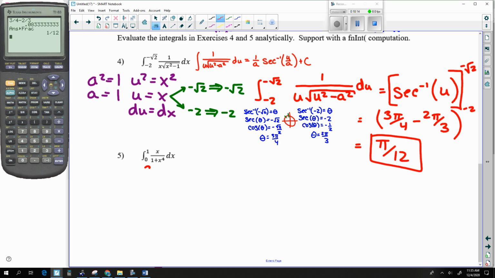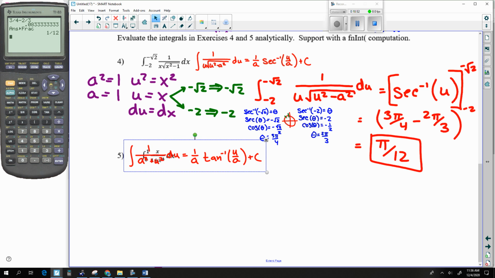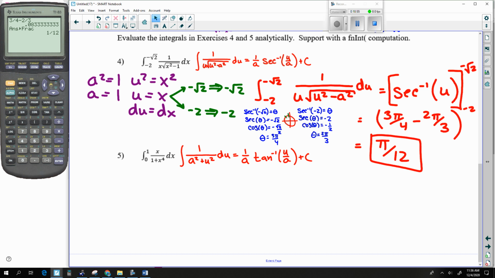Okay, looking at number 5, I'm kind of recognizing this as an a squared plus u squared, square root underneath 1, or again, I'll worry about the x here in just a second. And so if this is true, the integral of this is going to be 1 over a inverse tangent of u over a plus c. Again, because this is a definite integral, the plus c is not going to be there. And as soon as I turn this thing into a u, the a will revert back to what it once was, but the u will stay the letter u.